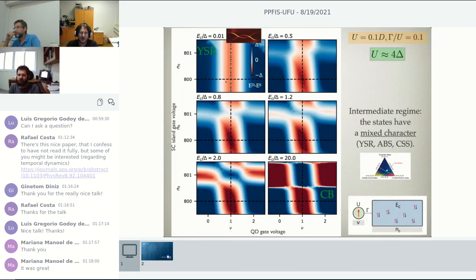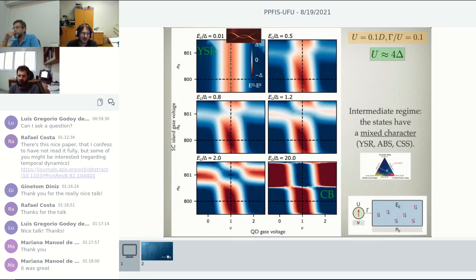Indeed the states that we obtain for this parameter range are neither Yu-Shiba-Rusinov states nor states characteristic for just pure Coulomb blockade systems, but some states which have kind of mixed character. So some combination of Yu-Shiba-Rusinov states, Andreev bound states, and Coulomb states. And I will show you in the following some comparisons to just emphasize that they really are different.